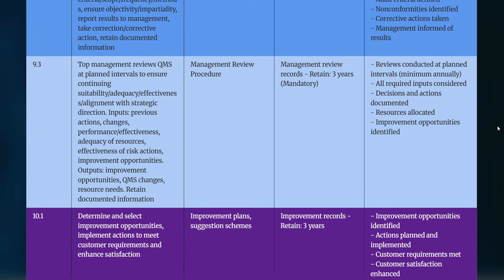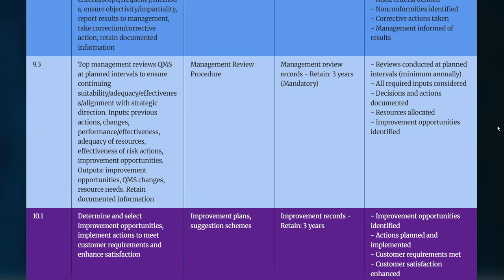In clause 9.3, it requires top management reviews of the QMS at planned intervals to ensure continuing suitability, adequacy, and effectiveness, and alignment with the strategic direction. The inputs from those reviews should include previous actions and change and performance and effectiveness and adequacy of resources and effectiveness of risk actions and improvement opportunities. The outputs should include improvement opportunities, QMS change, resource needs, and we need to retain the documented information.